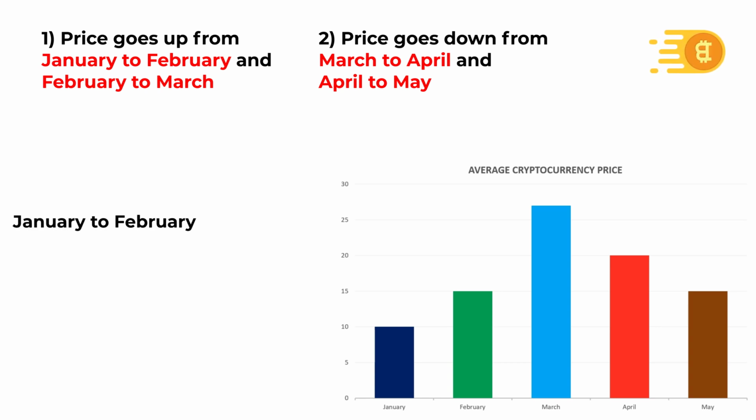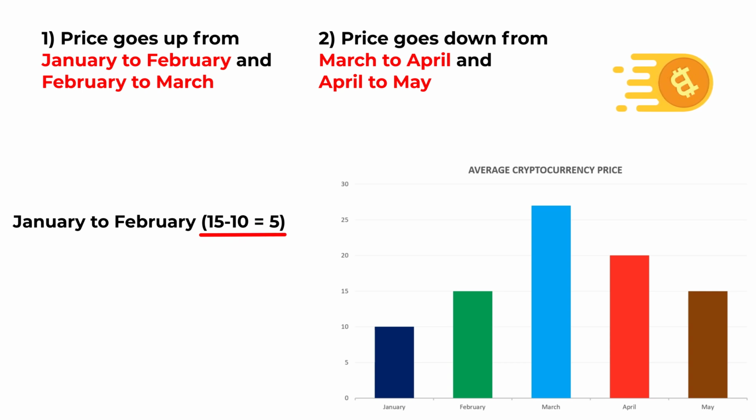Between January and February, price went up from $10 to $15. So the difference is 15 minus 10 equals 5. Between February and March, price went up from $15 to $27. So the price increase is calculated by subtracting 15 from 27, and the result is 12.